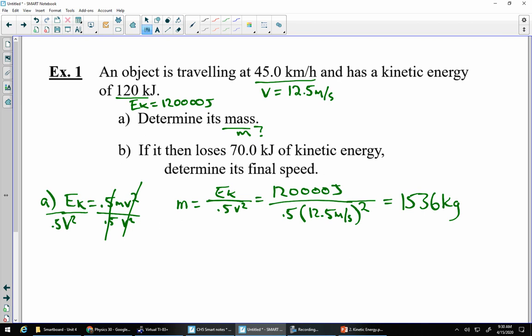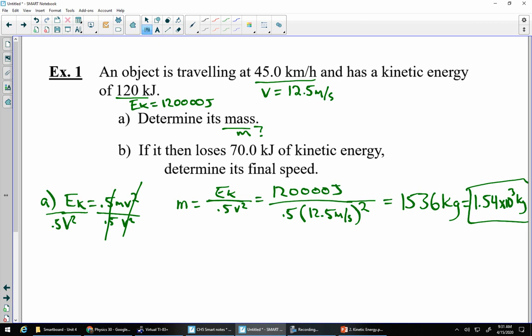Now, one thing to look at with this, is 1,536 okay for a final answer? Not really, right? It doesn't take into account significant digits. So I'm going to put it as 1.54 times 10 to the power of 3 kilograms. And that's what I want to put a box around and say, hey, that's my final answer. Cool, so there's part A. Let's check out part B real quick here.